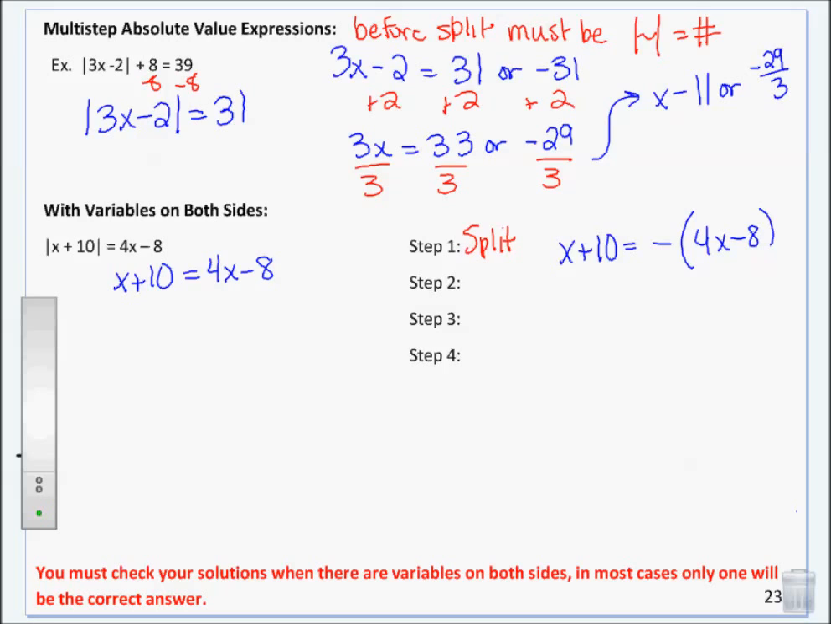And then we're going to distribute that negative. So I get negative 4x plus 8. Then we're going to solve each.